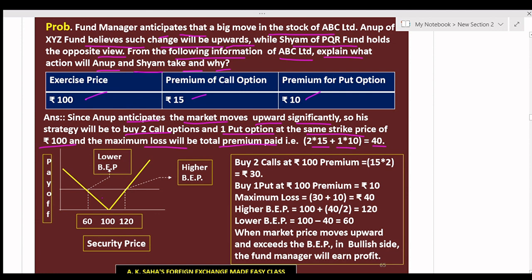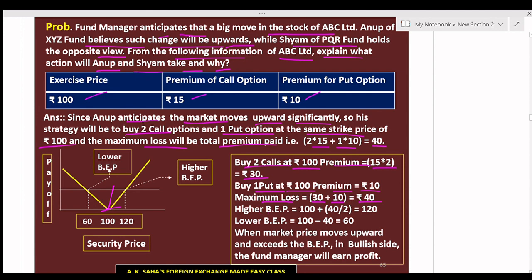Now coming to the diagram, you see that this is rupees 100, the strike price. When the spot price reaches the strike price, that is ATM, the trader will incur a maximum loss of rupees 40. The strategy will be buy 2 calls at strike price rupees 100 and premium is 15 into 2 is equal to rupees 30, and buy 1 put option at strike price rupees 100, premium is rupees 10. Maximum loss I have discussed, that is premium paid 30 plus 10 is equal to rupees 40.